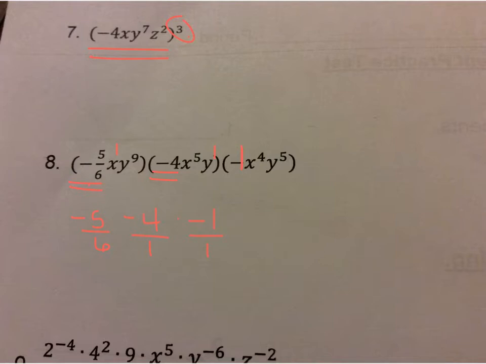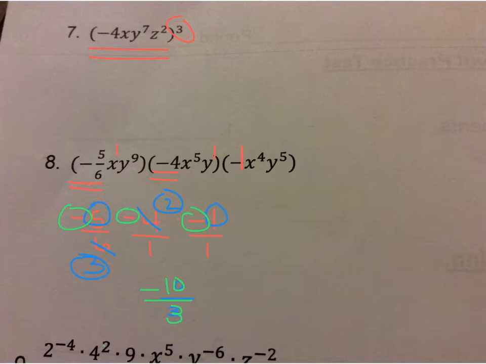So first things first, I can simplify. The 4 becomes a 2, the 6 becomes a 3, and that's the only thing I can simplify. So on top, my numbers are 5, 2, 1, so that gives me 10. And on the bottom, my number is 3. But now I got to look at the signs. So if you notice, I've got 3 negatives. Negative times negative is a positive, times a negative is a negative. So my coefficient is -10/3.